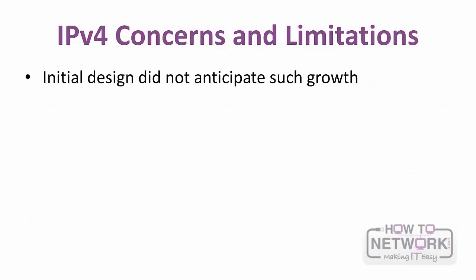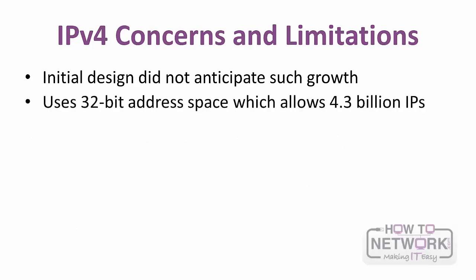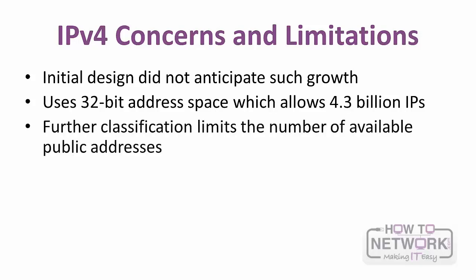Initial design of IPv4 did not anticipate such a growth of the Internet, and this created many issues. The IPv4 addressing system uses 32-bit address space, which allows for a theoretical maximum of 4.3 billion addresses. This 32-bit address space is further classified to usable A, B, and C classes, and there was some inefficiency in the allocation of these addresses over the years, which limits the number of available public IPv4 addresses.